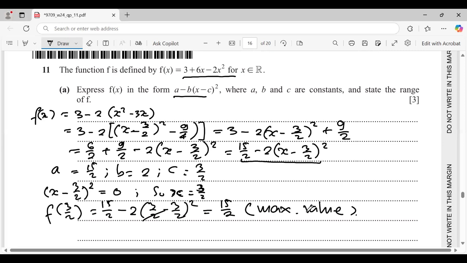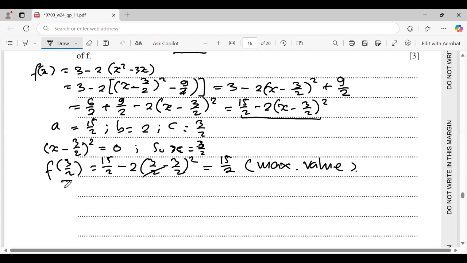So for the range, we can state that f(x) is less than or equal to 15 half, or I would like to write it as the interval from minus infinity, open, to 15 half, closed.